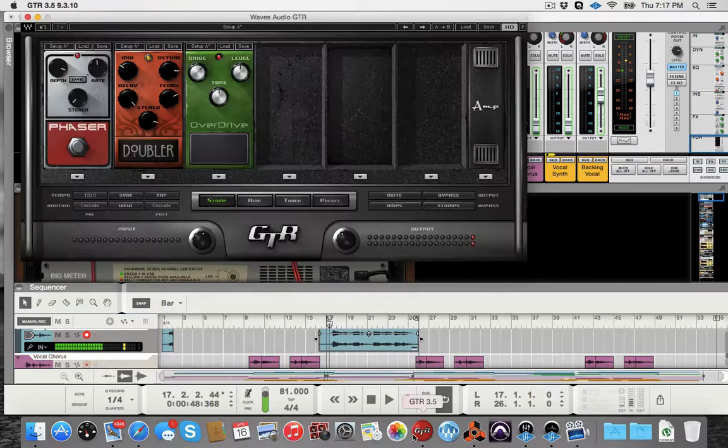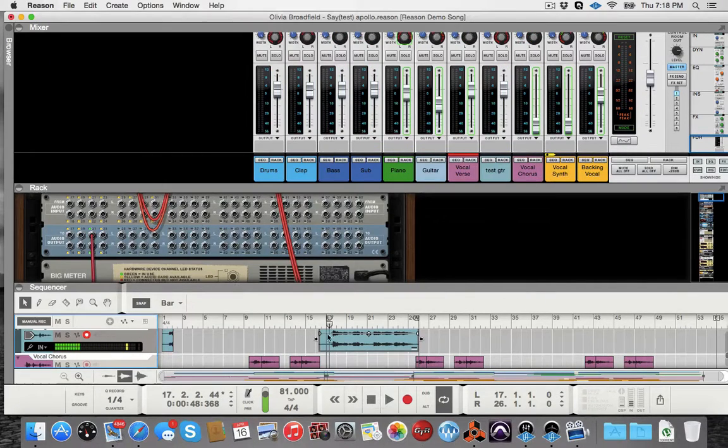As you could tell, the effect here went off and on because that's what I did on the Waves plugin to make sure that it is recording the effect. So it is. So I hope that kind of answers your question.